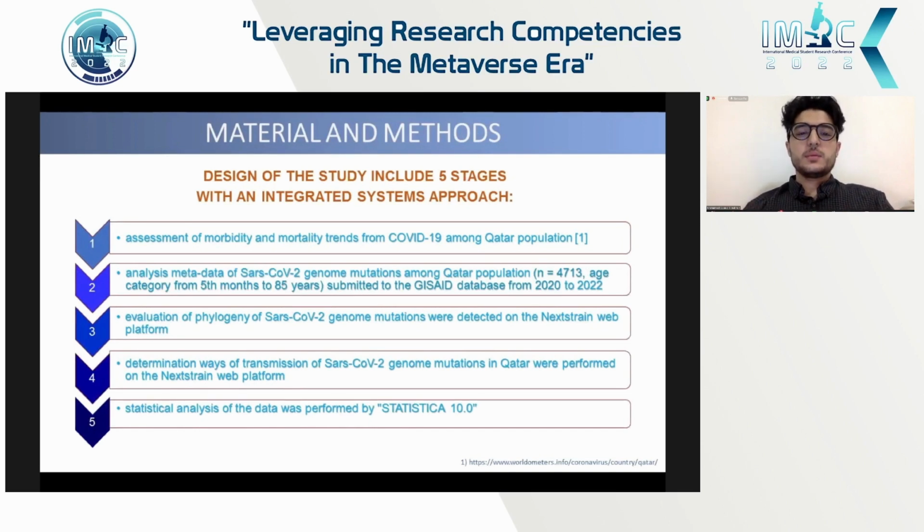Then we did some analysis of the metadata of the SARS-CoV-2. Then we evaluated the phylogeny of the SARS-CoV-2 genome through the Nextstrain web platform. Also, we determined the ways in which it is transmitted to the Qatari population. And lastly, we did statistical analysis through Statistica.